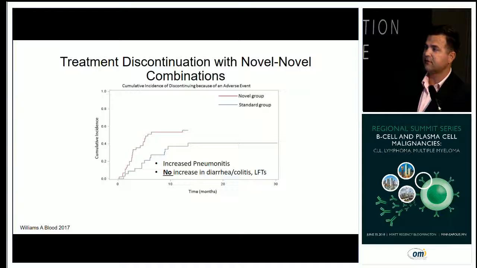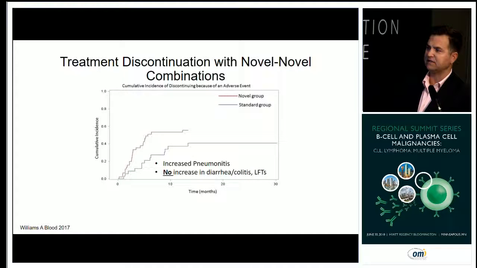So in the last minute here, I'm going to try and go through some treatment discontinuation. This is a very early paper by William, looking back in the idela days. The standard group would be the PI3 kinase inhibitor plus an antibody versus the novel group, which was a PI3 kinase inhibitor plus another class. This data showed that perhaps there was some increased pneumonitis in the novel group. But again, I caution because this included the entospletinib experience. But at least in the novel group, there was no increase in diarrhea, colitis, or LFTs outside of what was reported with a single agent.